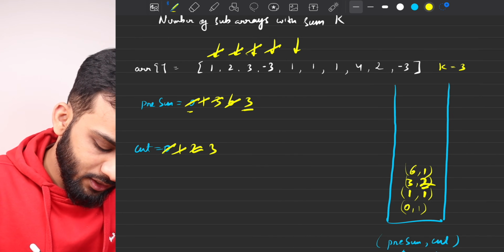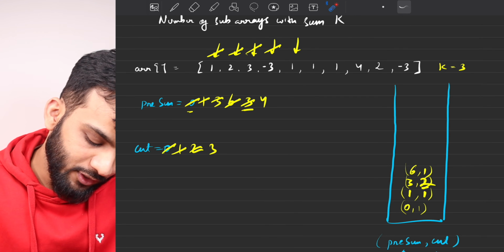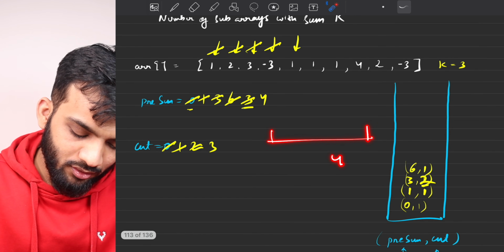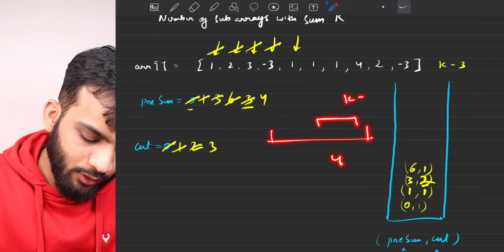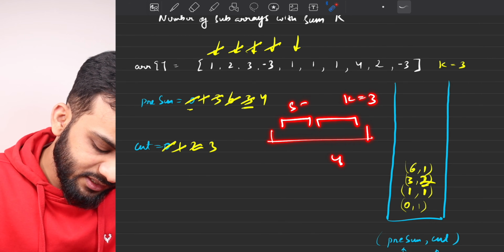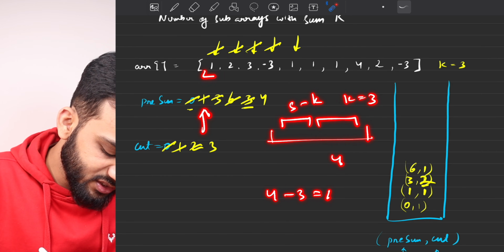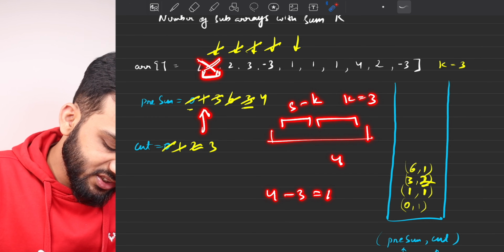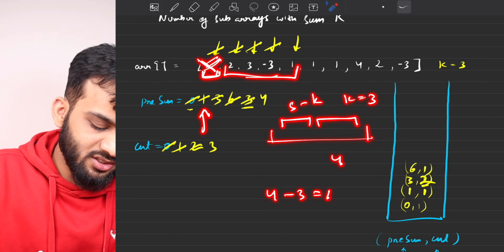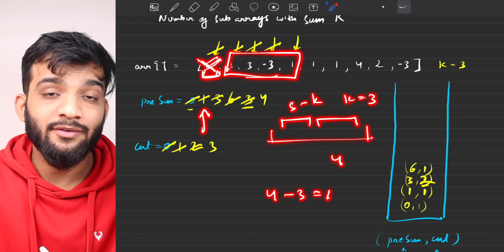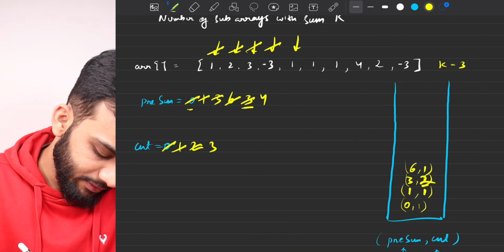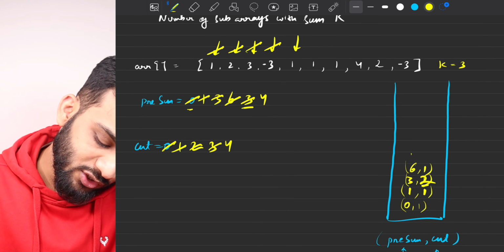We have a 1. So summation increases to 4. What are we looking for? We're looking for 4. And we know we are looking for k equal to 3. So you're looking for s minus k, which is 4 minus 3, which is 1. And we have it, which is this single element. If you exclude this single element, these elements will give you a subarray with sum k. It will. So there's one element. Increase and store 4, 1.